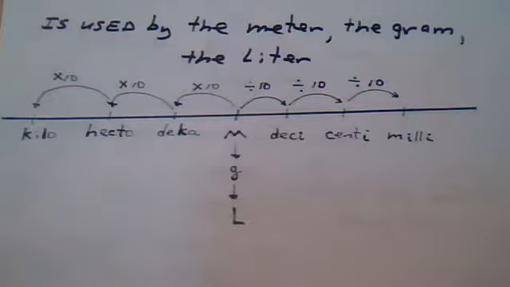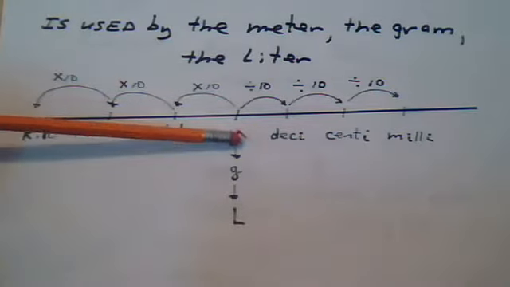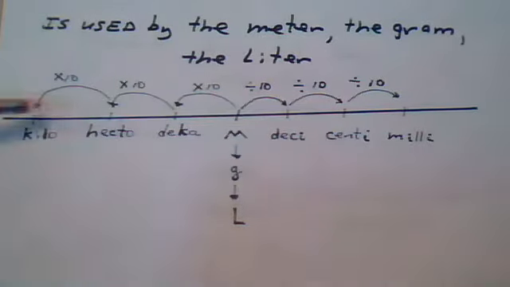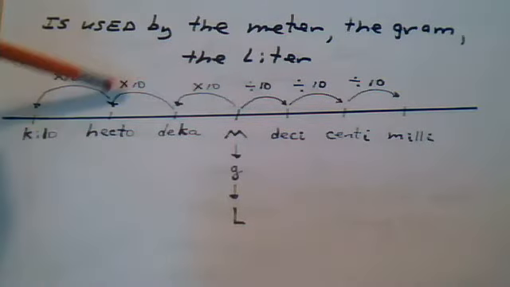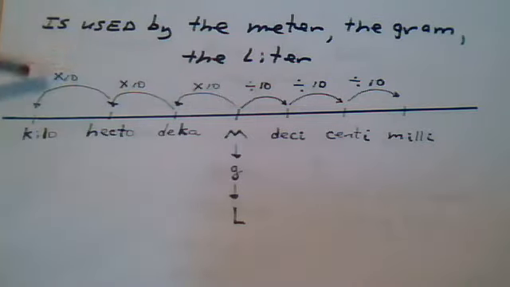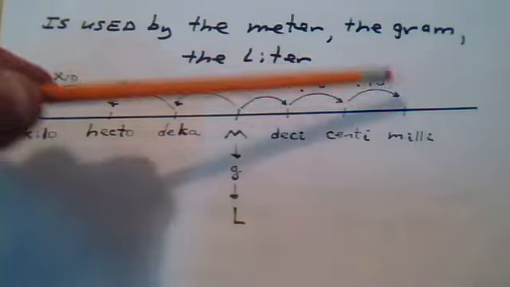The metric system is used by the meter, the gram, and the liter. So the meter, the gram, and the liter use the same scale in the metric system. These arrows mean the number of places the decimal is moving to go from one unit to the other.